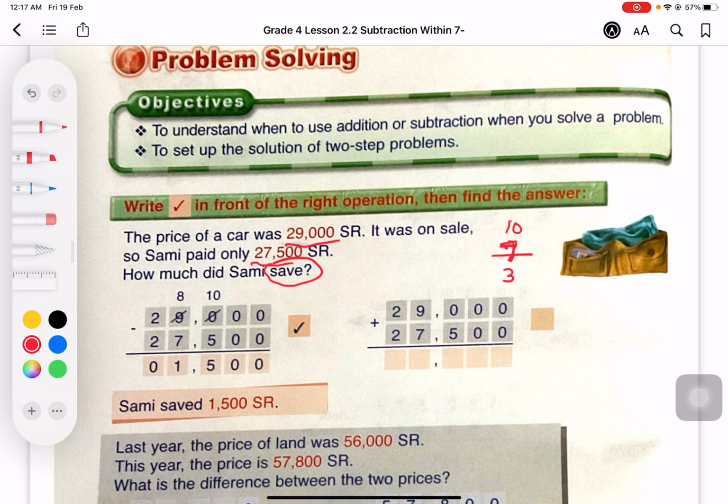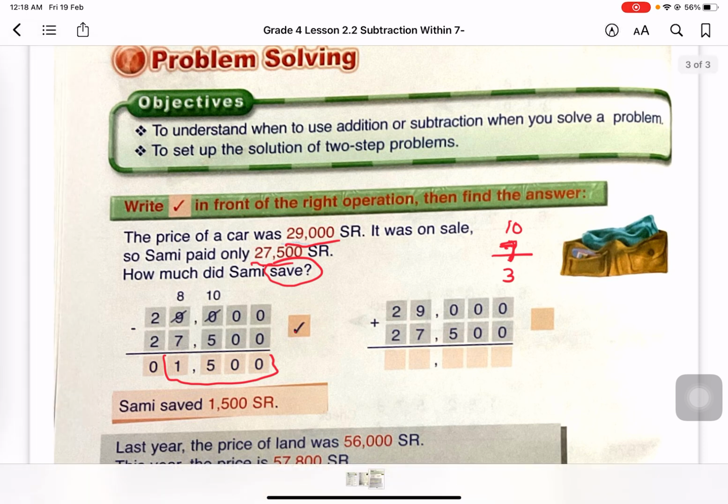Now, if you have 29,000 you need to pay, but you didn't pay this amount, you paid 27,500. So this means you saved some money. To know how much you saved, you need to do what? You need to subtract. Because of that, they put subtract here, not addition. You need to subtract. 0 minus 0, 0, 0. This 0 becomes 10. And how much did he save? He saved 1,500. So Sami saved 1,500 riyal.